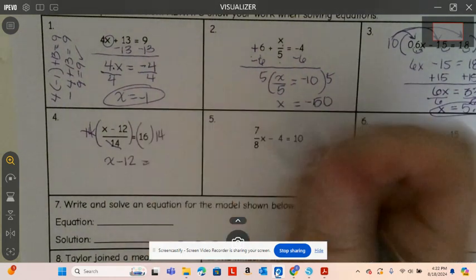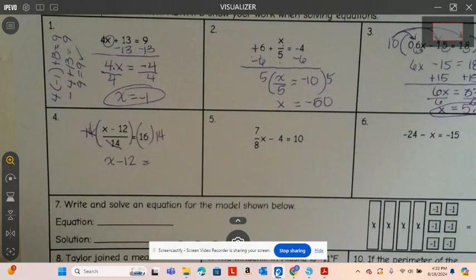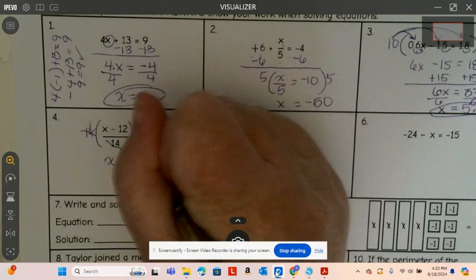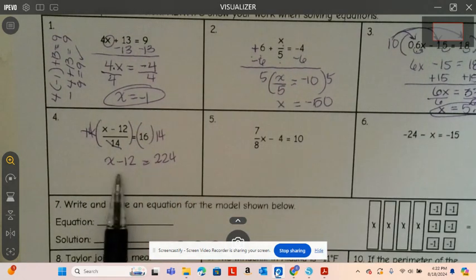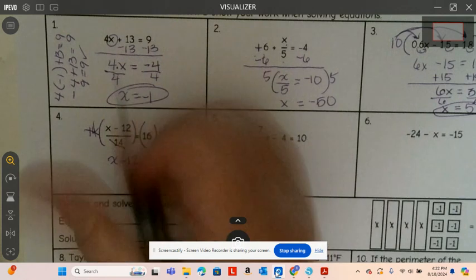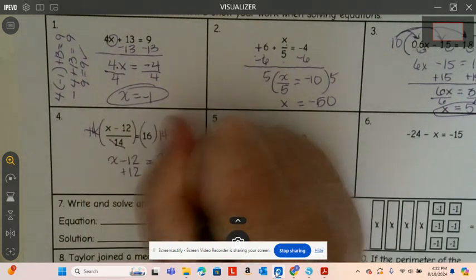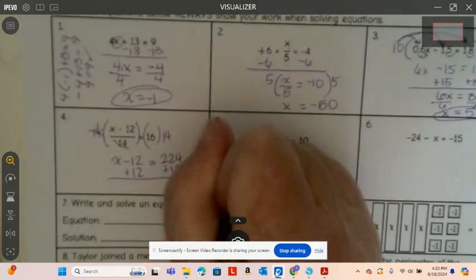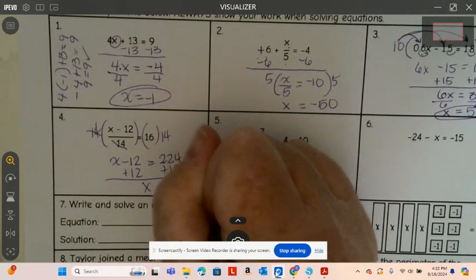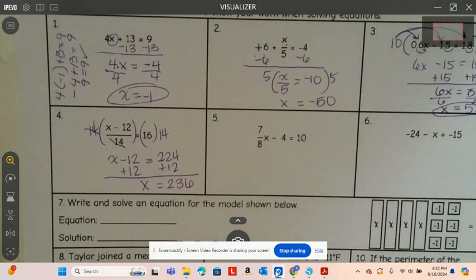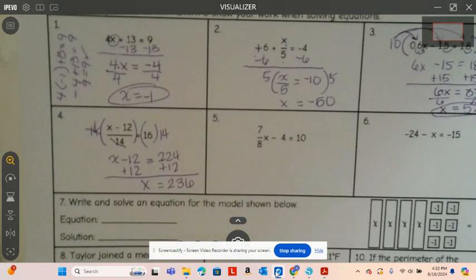And then I need to figure out what 16 times 14 is, which if I use my calculator is 224. The opposite now of subtracting 12 is going to be adding 12. And I get x is equal to 236. Once again, I want you to pause the video and go ahead and complete that check to make sure that is correct.